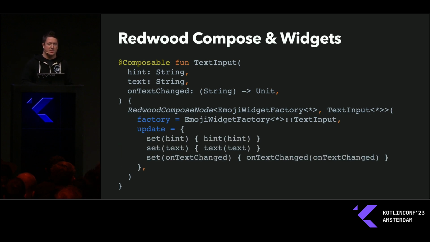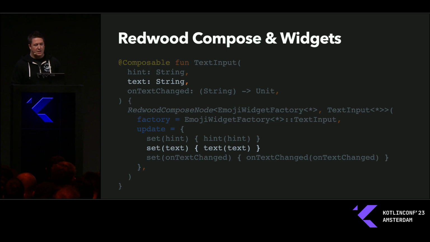This update lambda is another compose thing. We basically bind every argument of the composable to each of the functions in the interface. And again, when compose sees that one of these arguments has changed, it's going to call the lambda that we've defined, which is then going to call the function on the interface. So if only this text has changed, only the text function will be called.